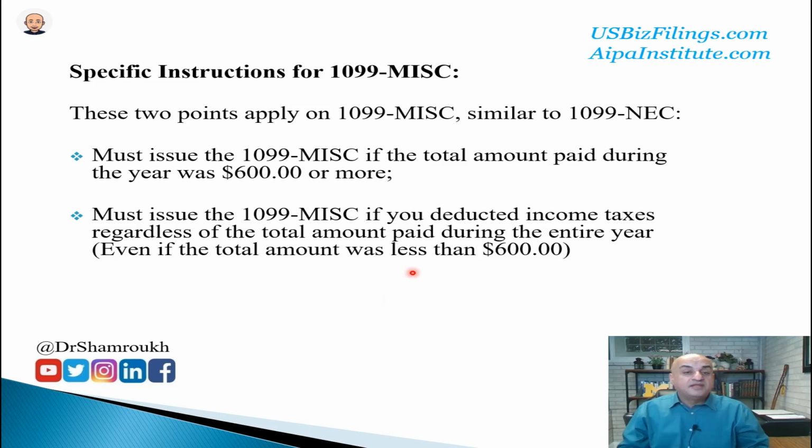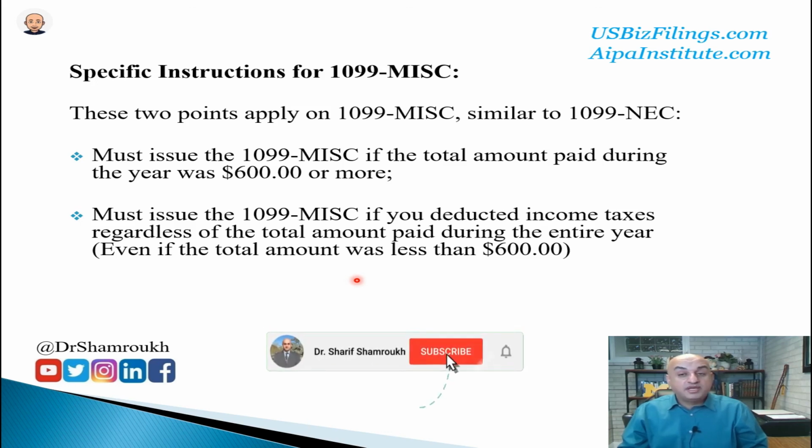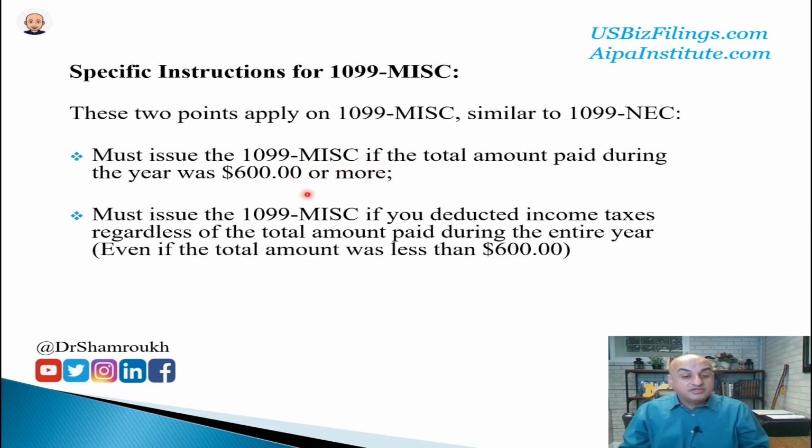As you can see, the same rules that apply to 1099 NEC also apply to 1099 miscellaneous. So if you have any payments of $600 or more, then you can use the 1099 miscellaneous to report them. Or if you withheld any income taxes from the worker, regardless of the total amount of payment throughout the year, even if it's less than $600, then you are required to issue the 1099 miscellaneous to that worker.